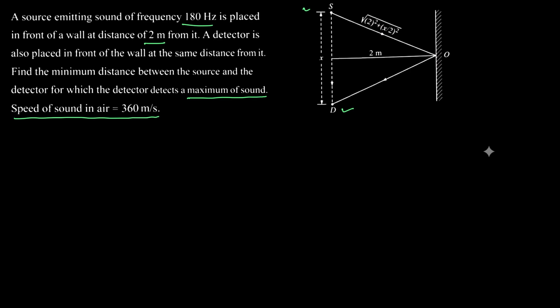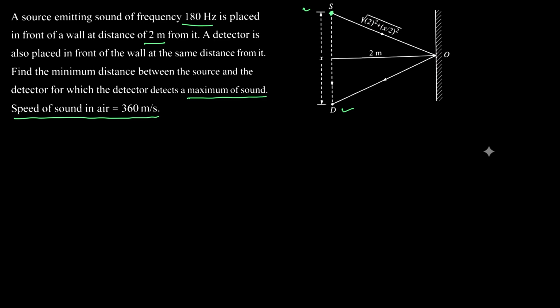So basically they are asking, this one is the source, this one is the detector, and this distance is 2 meter. They are asking that here there should be maximum sound, it means maxima should occur. So what is this distance? This distance they are asking for, so that the detector receives maxima.